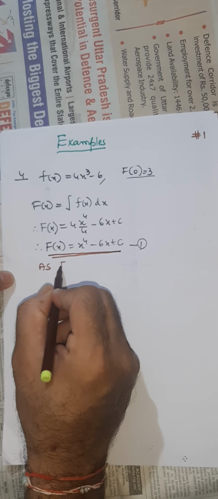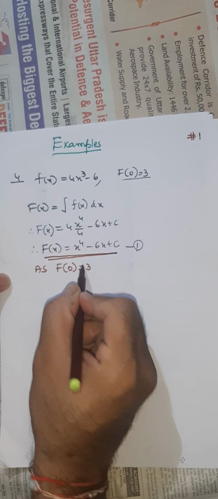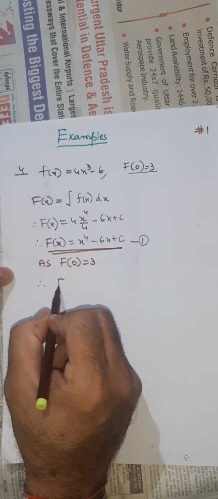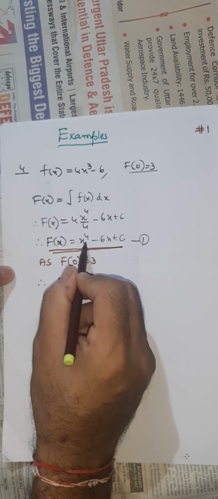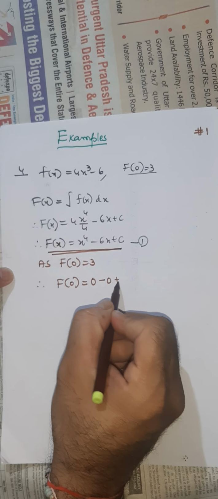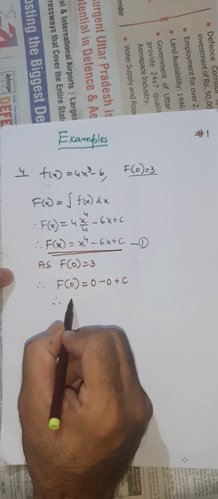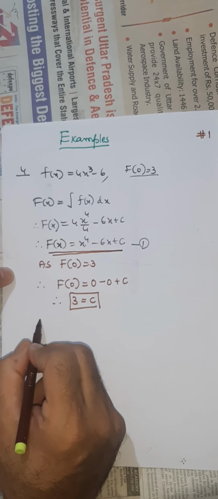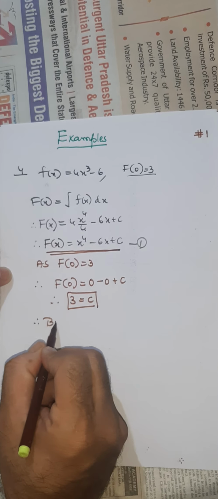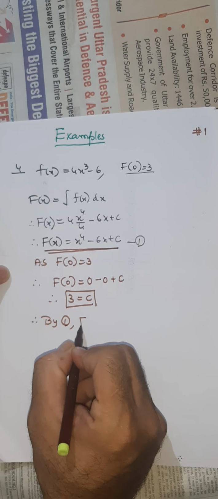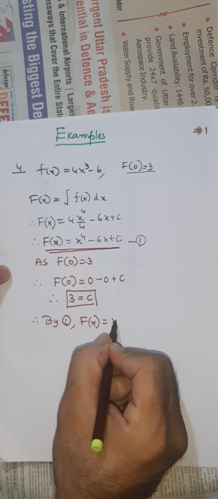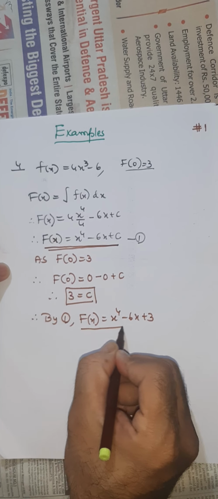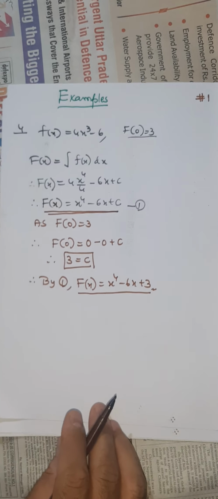What is given? f(0) equals 3. So I'll put 0 here. So this becomes f(0). Here this is 0, here 0 plus c. But what is f(0)? That's 3. So c equals 3. So therefore, by 1, you will get the required function, that is f(x) equals x raised to 4 minus 6x plus 3. Using the condition, we just got the unknown c.